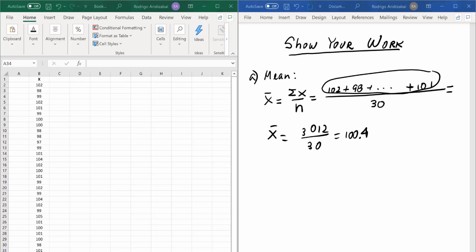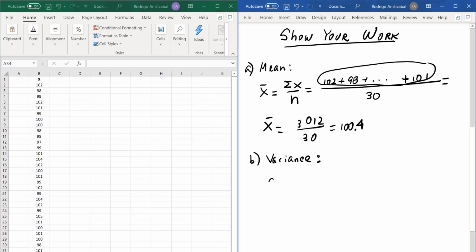Let's obtain now the variance. The formula of the variance is this one. We need to obtain the deviation of each value with respect to the mean, square all of the deviations, sum all of the squared deviations and divide it by n-1 because this is sample data. You need to split this formula.